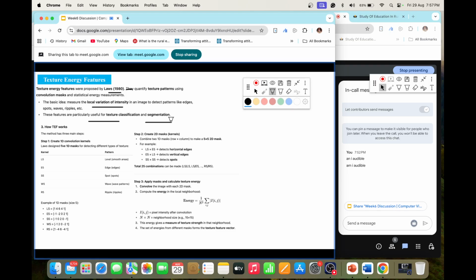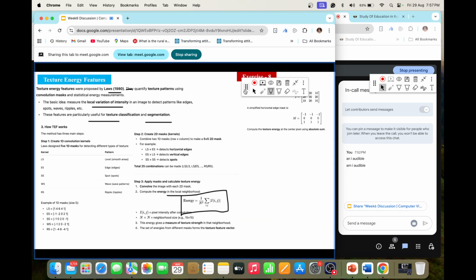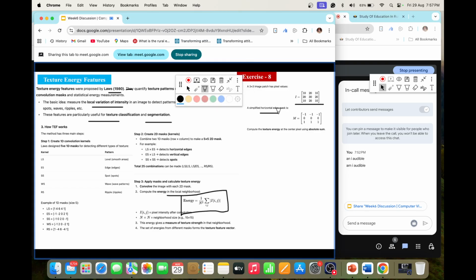So actually, like in LBP, where we calculate the local binary pattern decimal value, here we are calculating the energy. This is the formula for energy. Let me show you a question so it will be clearer. This is the image, and you are given a mask. This is a horizontal mask. Any mask can be given to you, but here this mask is given, and you are told to compute the texture energy using absolute sum.